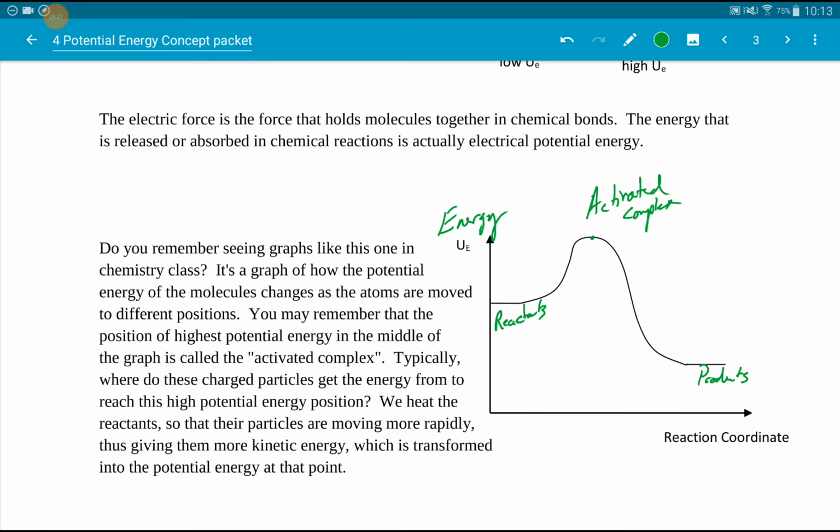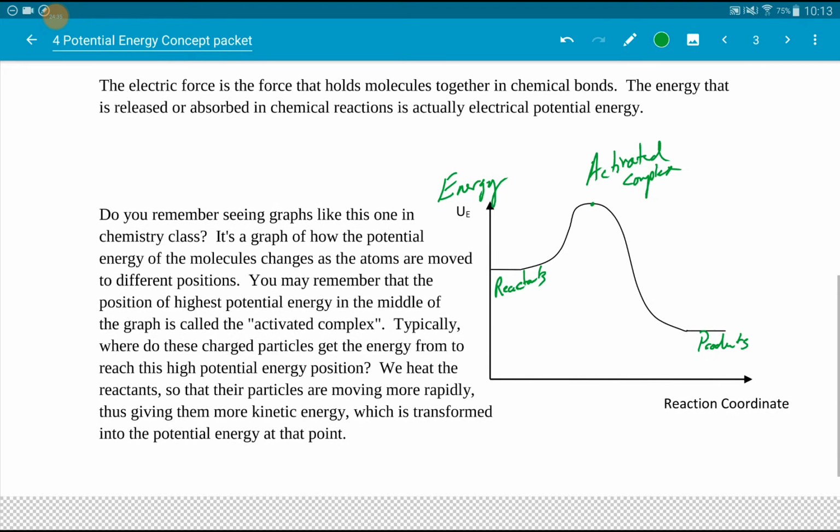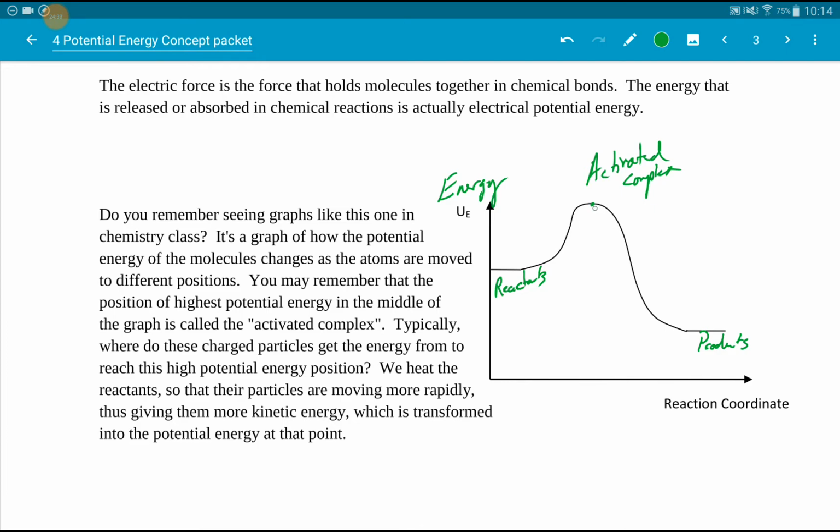Anyways, you don't need to know all of that. I'm just trying to help you remember what this looked like. Do you remember that there was this extra energy that you had from here? You had to give the thing this amount of energy so that it could actually go down to the products. Let's read what I wrote here.